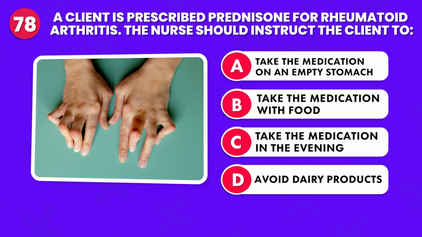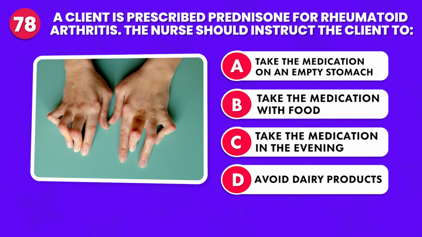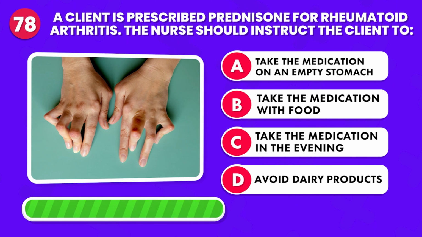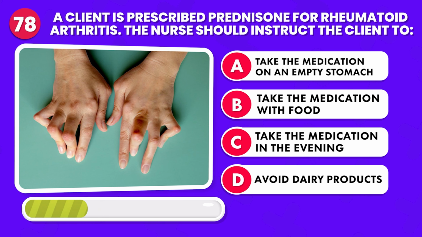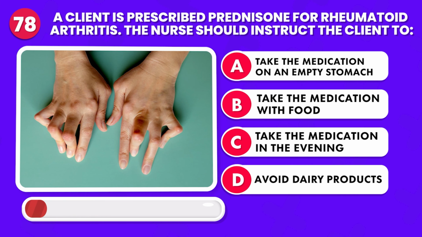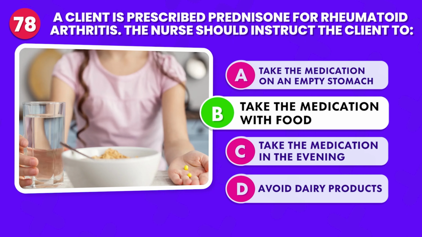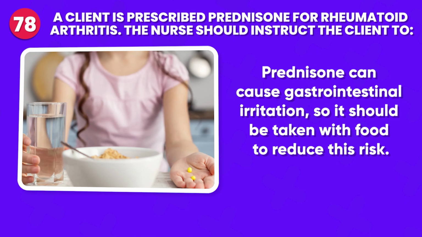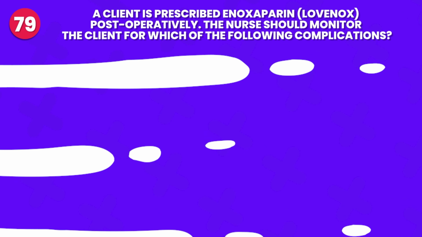A client is prescribed prednisone for rheumatoid arthritis. The nurse should instruct the client to: A. Take the medication on an empty stomach. B. Take the medication with food. C. Take the medication in the evening. D. Avoid dairy products. It's B. Take the medication with food. Prednisone can cause gastrointestinal irritation, so it should be taken with food to reduce this risk.